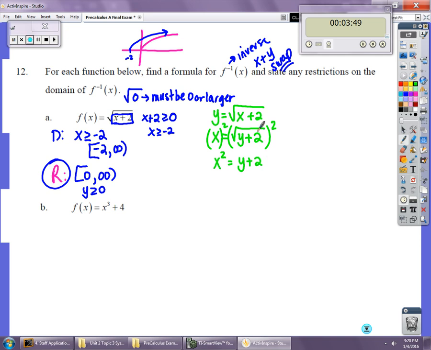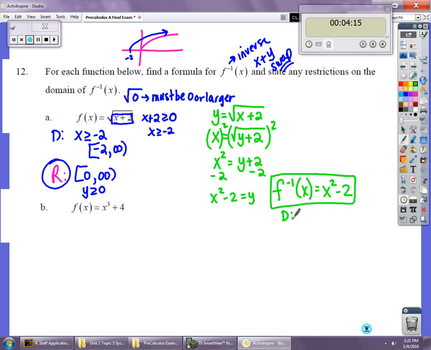I can't remove the 2 until the square root is gone. Think of the square root symbol as like a trap, keeping it in there. You can't get rid of it until that's gone, and then you can move things around freely. Now I can subtract the 2 over, and I get x squared minus 2 equals y. So the inverse of the function is x squared minus 2, and the domain is going to be the old range, so it's going to be 0 to infinity.